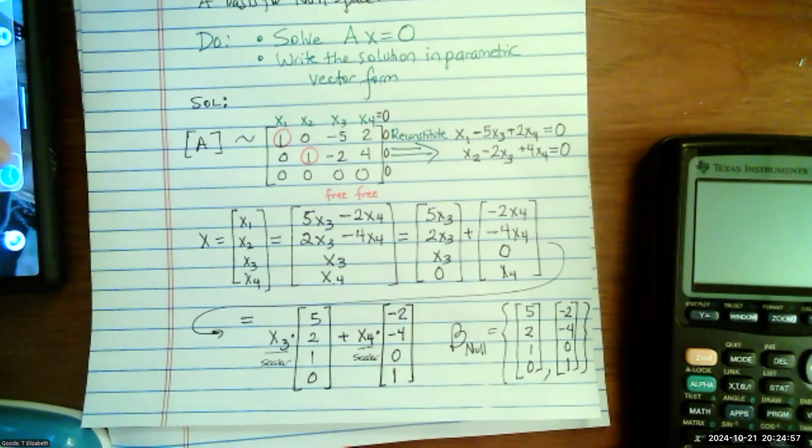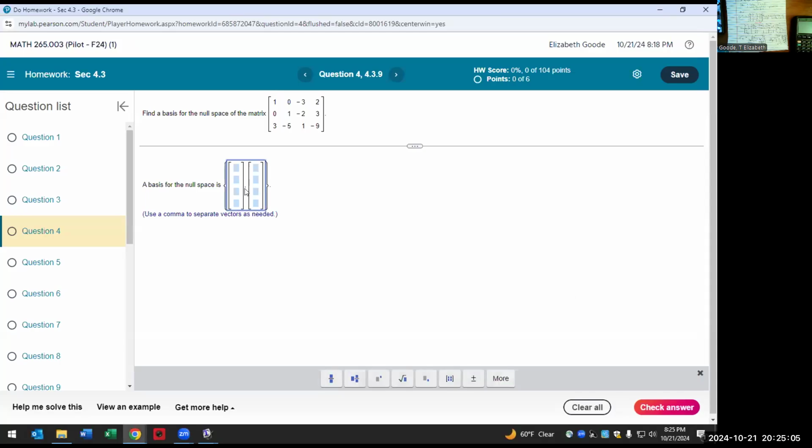The basis for the null space is, oh, I'm sorry, I thought I was sharing that. Okay, so let me show. Do you know how to put those in there? You put two, and you put a comma between them because the set brackets are already there. They already gave us the set brackets, so our job is just to put in the two vectors with a comma between them. Use a comma to separate the vectors.